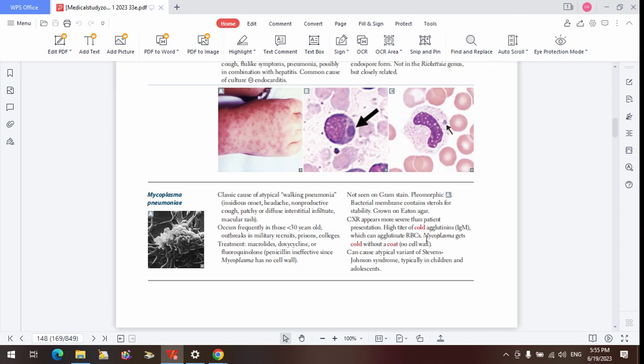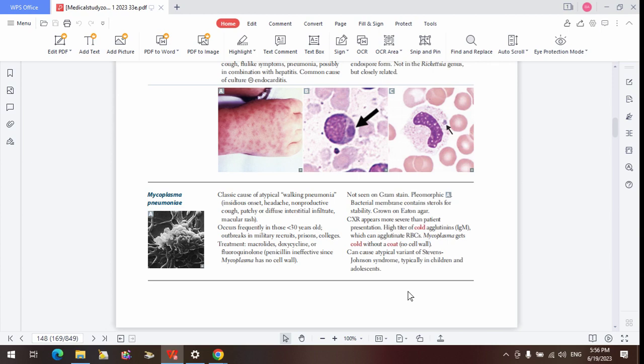Mycoplasma pneumonia has also been associated with Stevens-Johnson syndrome. So it can cause Stevens-Johnson syndrome. It can have the blistering, affecting all the body, even including the mucosa, affecting everything. But it's less than 10% body surface area. If it's more than 30%, you have toxic epidermal necrolysis. But if it's between 10 to 30, you call that SJS-TEN overlap syndrome.